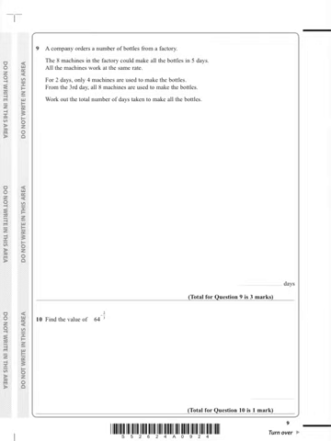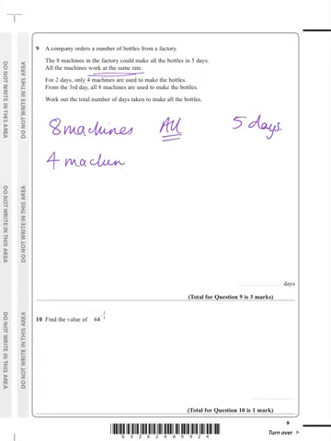Question 9, quite a difficult question here. It says a company orders a number of bottles from a factory, and it says the 8 machines in the factory could make all the bottles in 5 days. So let's write that down first. The 8 machines could make all the bottles in 5 days. And all the machines work at the same rate. So for 2 days, only 4 machines are used. Well, if we halve the number of machines, then to make all the bottles, it would take twice the time, so it would take 10 days.